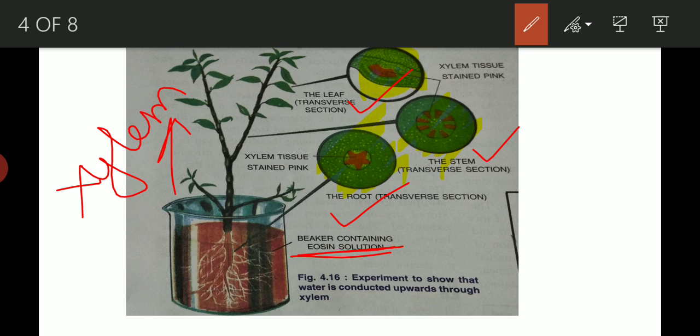So how did it become red in color? Because the eosin stain is only present in this portion. That means roots absorb water. And how is it reaching the leaf? Because the xylem is conducting the water in the upward direction. That's why in the leaf, the stem and the roots, in each and every part, we can see that the xylem has become red in color, just because it has absorbed and conducted the red dyed solution. That's why.